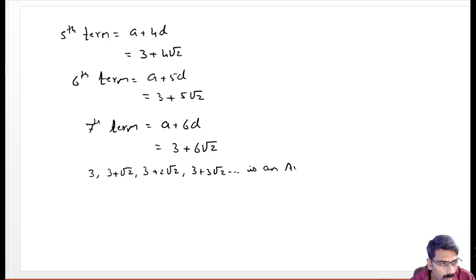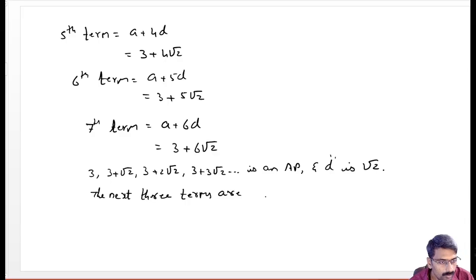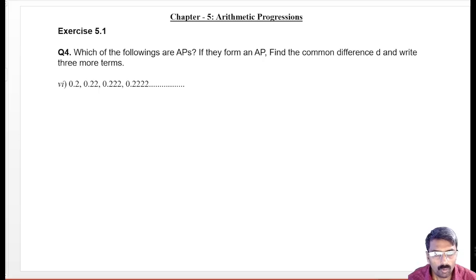is an AP, and common difference D is root 2. The next three terms are 3 plus 4 root 2, 3 plus 5 root 2, 3 plus 6 root 2. This would be our final answer. We would move on to the next sub question.